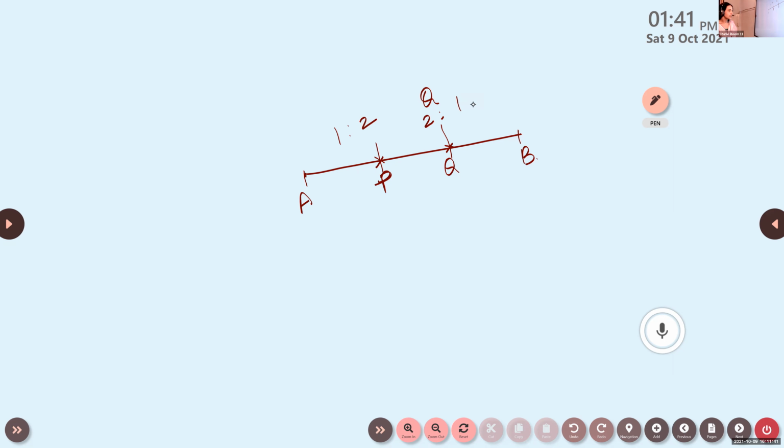Suppose it is divided into 4 equal parts. That means how many points you have to find? It is divided into 4 equal parts. That means we have to find, Adidev, how many points you have to locate? 3. If you take 3 points, it is divided into 4 parts. So if you take the point P, P divides AB in the ratio.